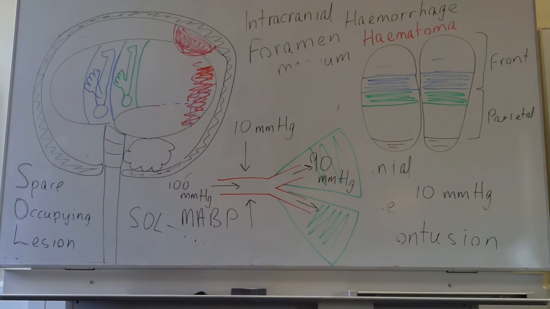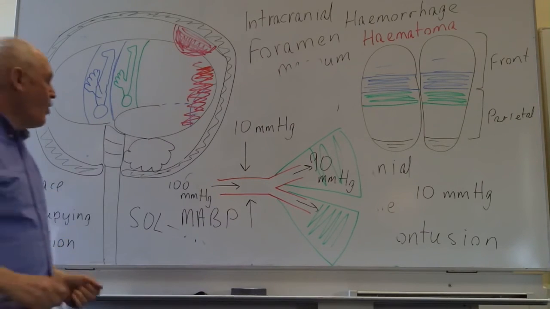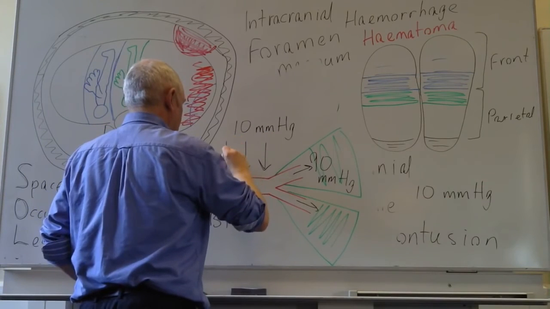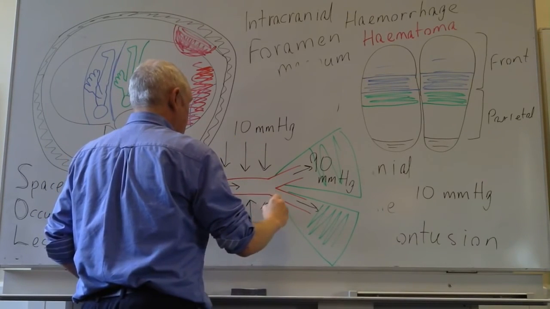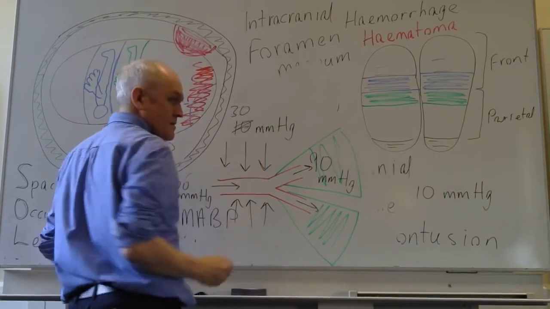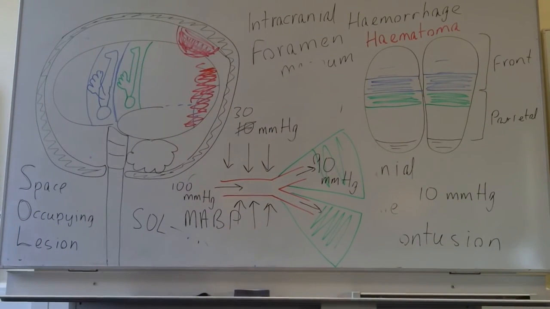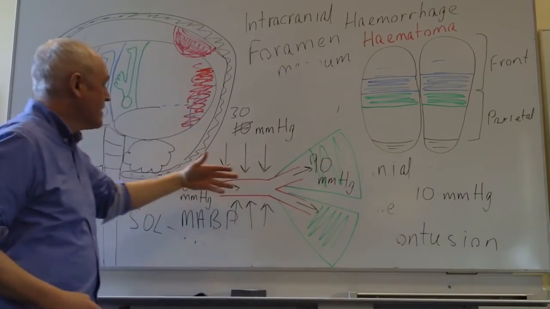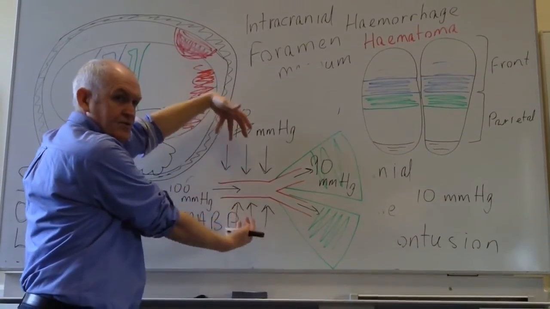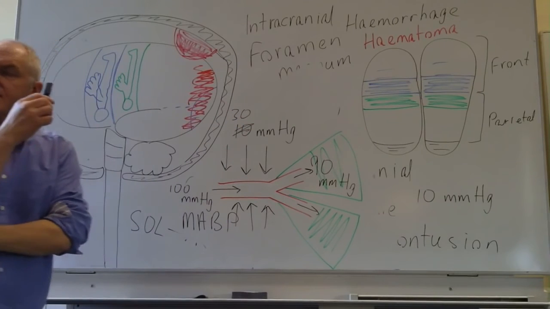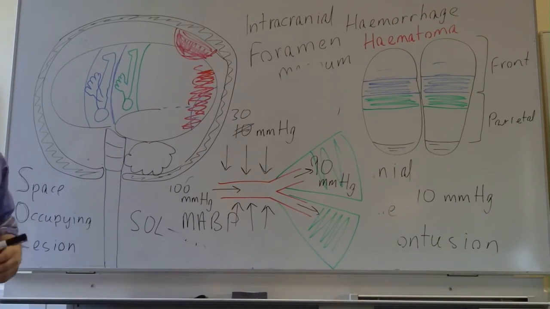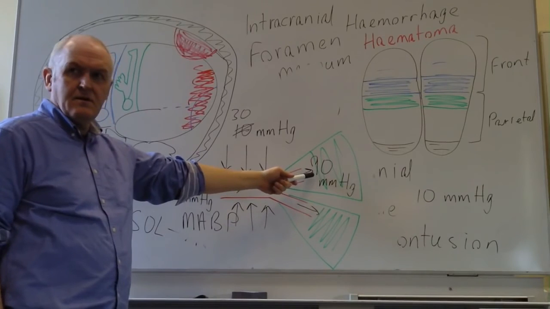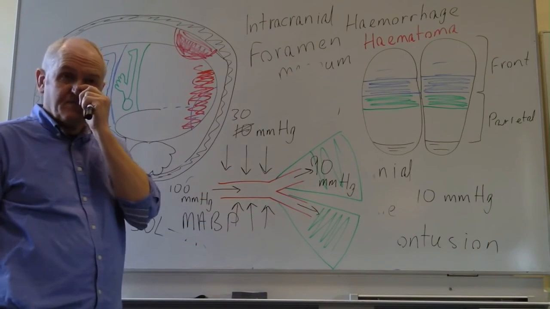But if we've got a space-occupying lesion that's raising intracranial pressure, can you see we're going to have more pressure on here? This could have gone up. So now there's 100 pushing through, if we've still got 100 pushing through. But can you see now we've got 30 trying to keep that 100 out? So how much pressure is getting through to the brain now? Only 70. It's dropped, hasn't it?